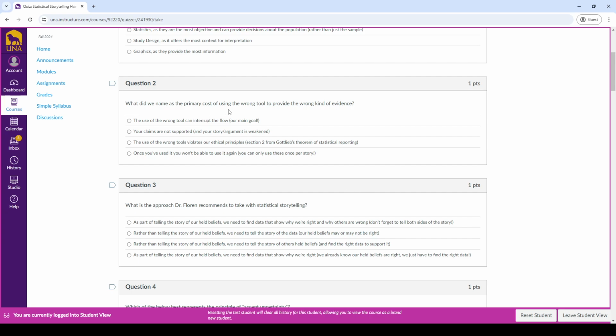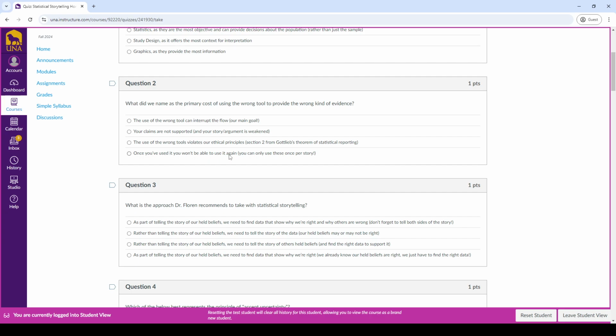All right, what do we name as the primary cost of using the wrong tool to provide the wrong kind of evidence? The use of the wrong tool can interrupt the flow. Well, that's true and is not good. Claims are not supported. Well, that's actually probably going to be it. Use of the wrong tool violates ethical principles, Section 2 from Gottlieb's theorem. It's a little inside joke there, but yeah, that's not it.